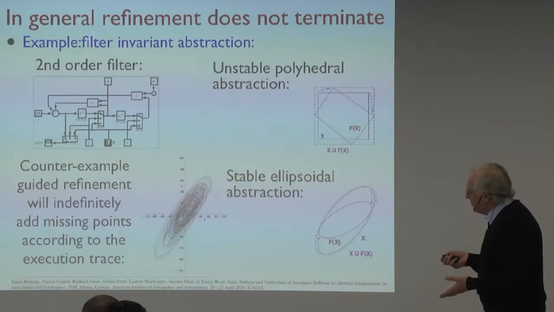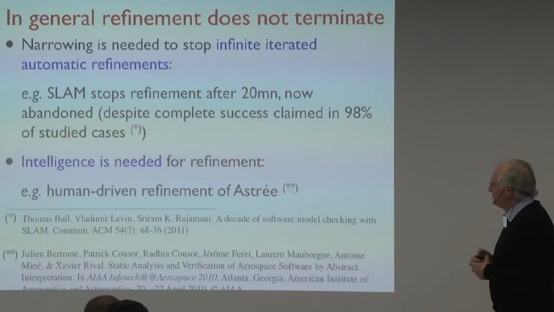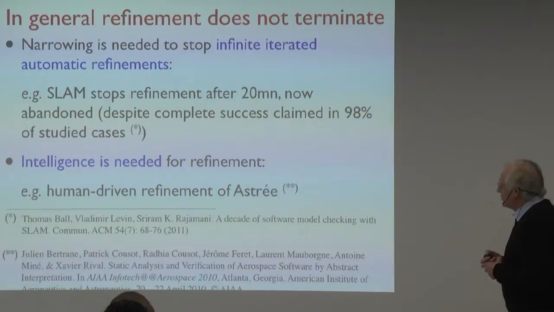And so if you don't go to an ellipse and stay to set of points or polyhedra or things like that, you will go on refining forever. So in general, you need a narrowing to stop this. So a trivial one is 20 minutes.